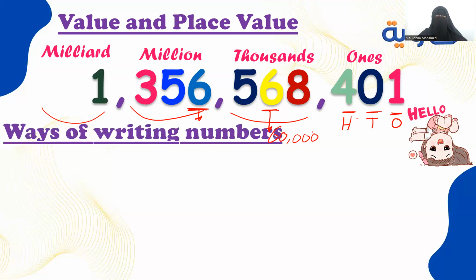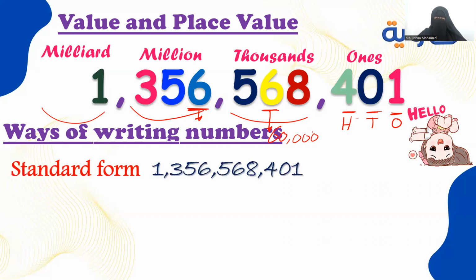Let me remind you about the ways of writing numbers. How can we write this number? Oh, we have three ways. The first one is the standard form. In this one, we have to write the number as digits, only digits. But what about the word form? Oh, to write the number in the word form, you have to write it as you read it. So how can we read the number?